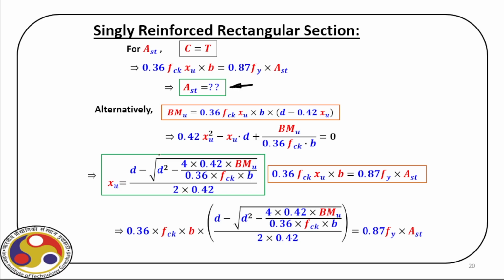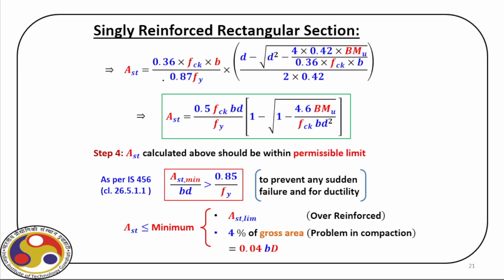There is an alternate approach, as you can see here. What we can do, in this expression, we know the left hand side. On the right hand side, you see this is a quadratic equation of XU, and that we can solve and find out what is the value of XU for this applied bending moment. And then once we do that, we can go back to this expression and solve the problem completely. So this is another way to solve the problem. And then finally, we find out the amount of steel required.